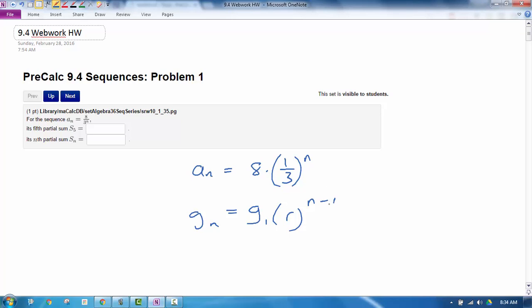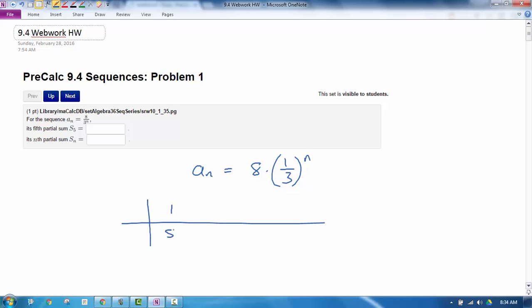We can start at n instead of n minus 1. It's a geometric sequence where we're multiplying each time by 1/3 to get the next term. So if we want to get the fifth partial sum, now I know this is technically series now, the sums, which is in the next section, but we're going to start covering it now. So we could start making a table.